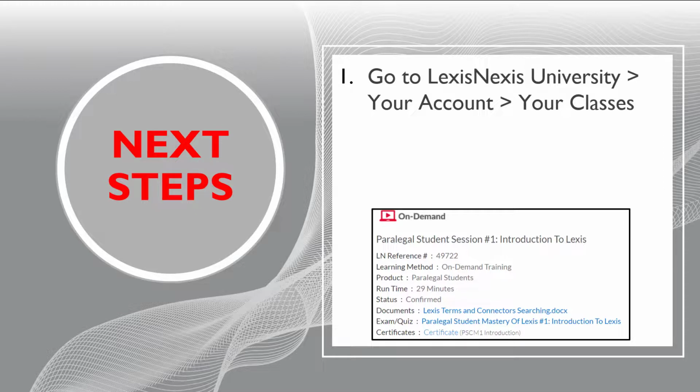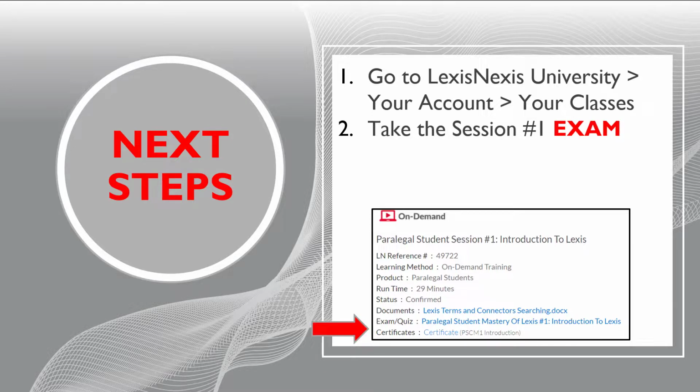So what do you do now? Your next step is to go back to LexisNexis University, select your account at the top, and then select your classes. You will now see an exam for module number 1 is available. And once you pass the exam, meaning that you have to get at least 80% correct, once you pass the exam, you can return to the LexisNexis University screen to download your certificate of completion.